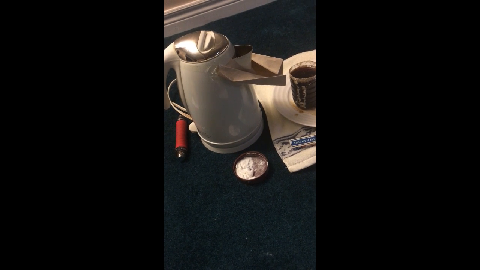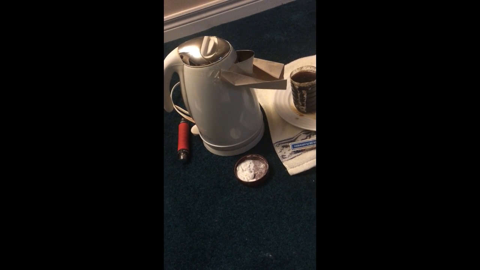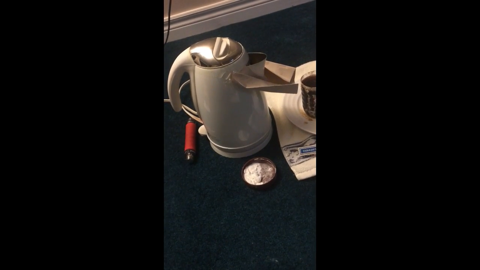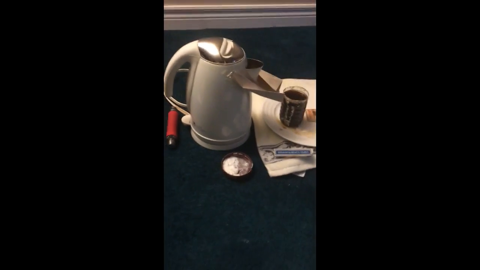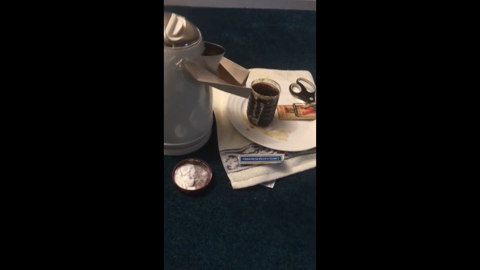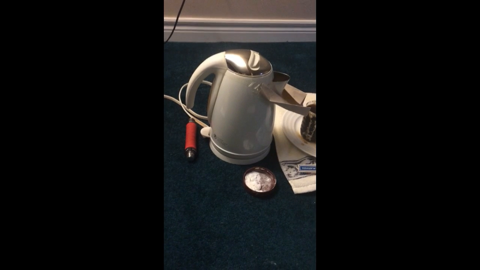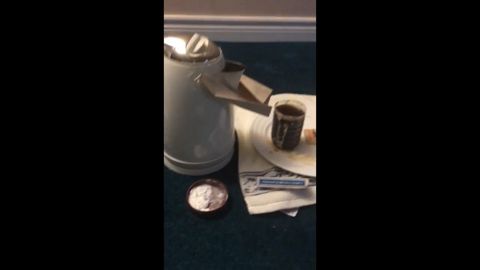The second calculation I did was for this kettle. I found the power of this kettle by just looking at the bottom of it, and it is written that the power is 1500 volts. I also got the time the kettle boils before it hit the lid off, and the time is 327.49 seconds. I found the time by just looking at the time difference from my video.